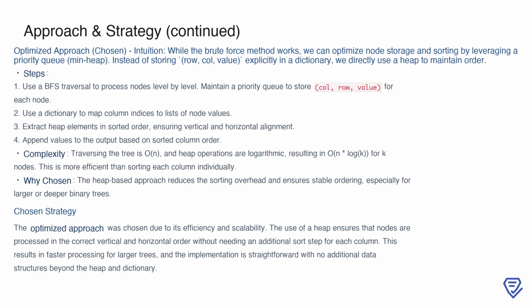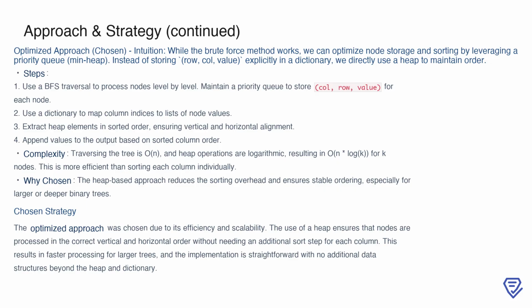Instead, we opted for a more efficient approach that leverages a priority queue, or min-heap, to optimize the storage and sorting of nodes. This method eliminates the need for post-traversal sorting within each column. Using a breadth-first search traversal, we process nodes level by level and store their column, row, and value directly in the heap. This ensures that nodes are always processed in the correct vertical and horizontal order. Additionally, a dictionary maps column indices to lists of node values, allowing us to group nodes as we traverse. By extracting elements from the heap, we guarantee that sorting is handled dynamically, reducing the computational overhead.